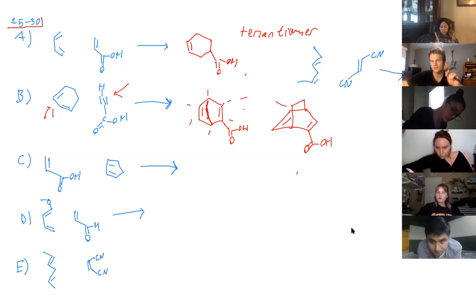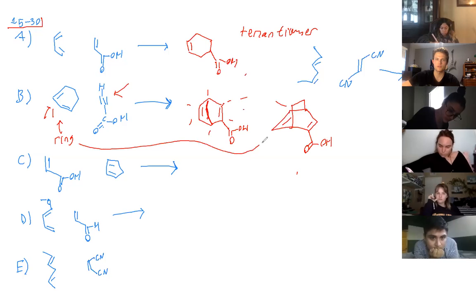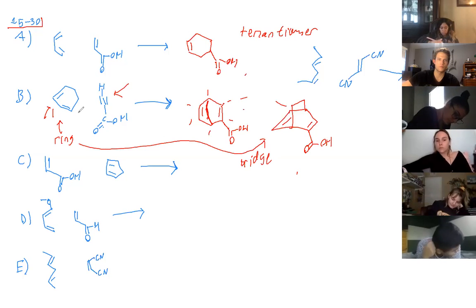How do you know when a bridge actually happens? So this is pretty much a rule for every Diels-Alder reaction. If the dienophile is a ring, you get a bridge. Okay. So I'm going to label this 1 and 2. 1, 2.